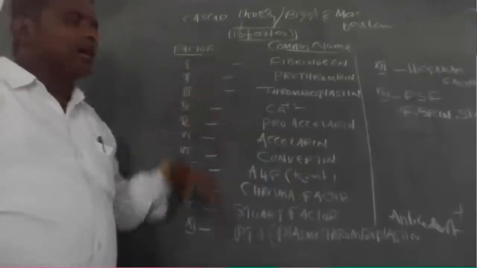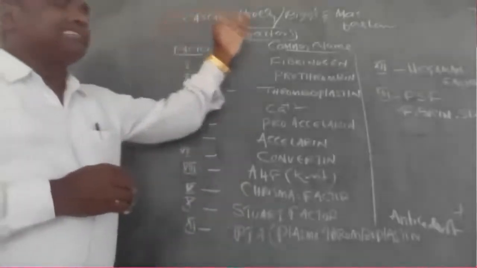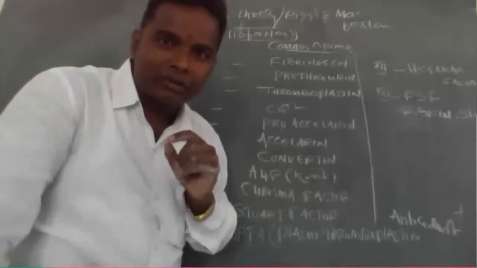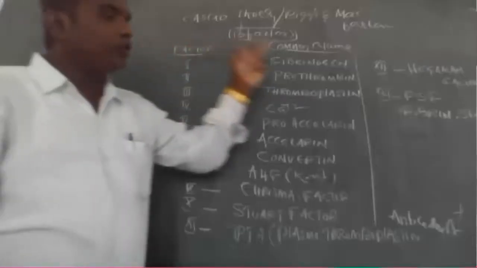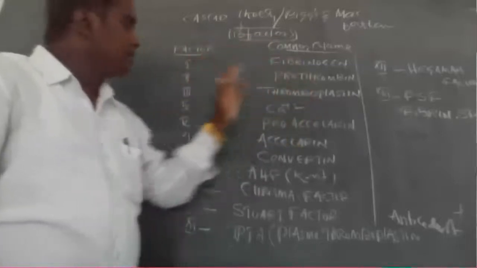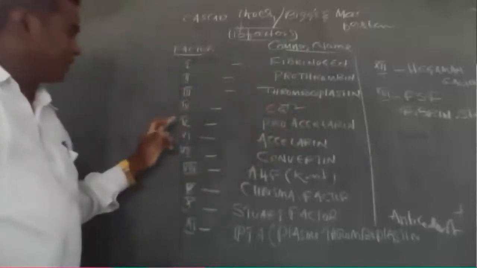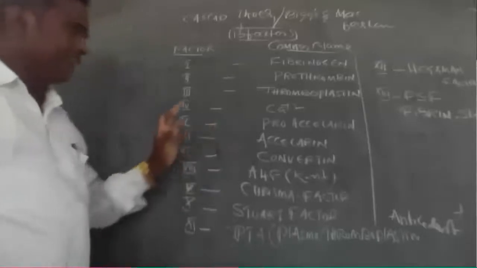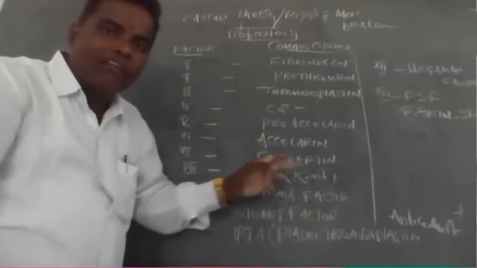So tell me how many factors are involved according to cascade theory. Once I repeat, get ready for Pavitra, Vikas, Sushmita, Adiba. I would like to ask you. What are the factors? First factor, fibrinogen. Second factor, prothrombin. Third factor, thromboplastin. And fourth factor, calcium. And fifth factor, proaccelerin. Sixth factor, accelerin. Seventh factor, converting. And eighth factor, AHF, anti-hemophilic factor.